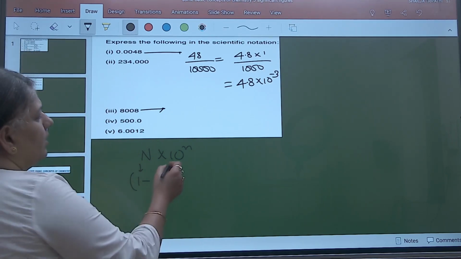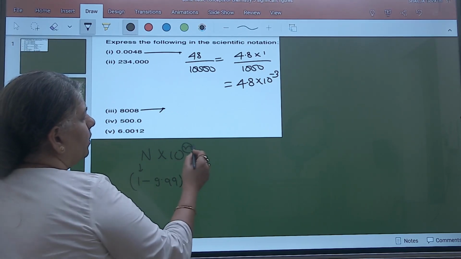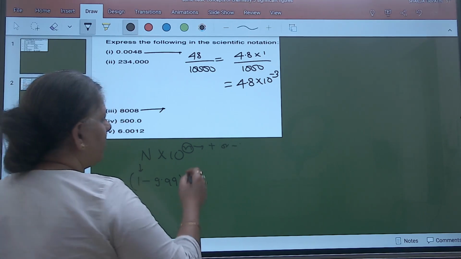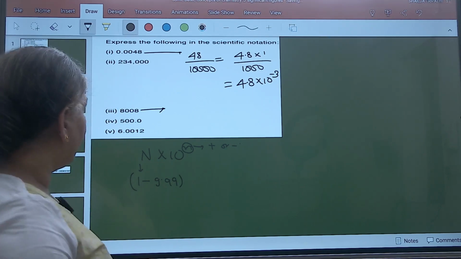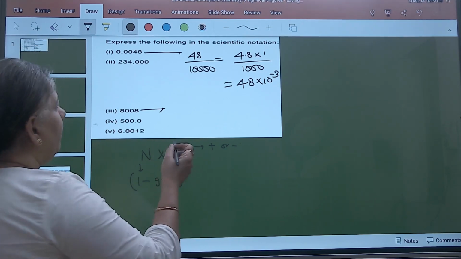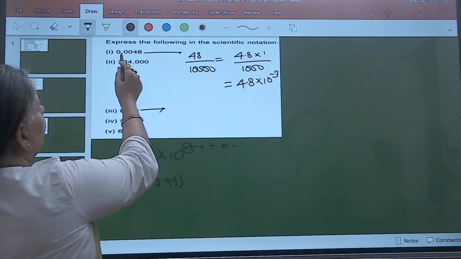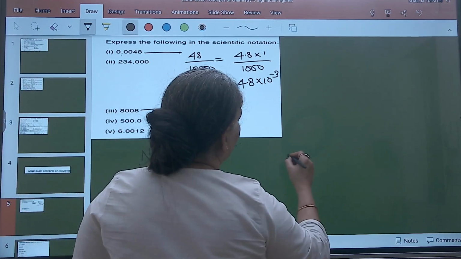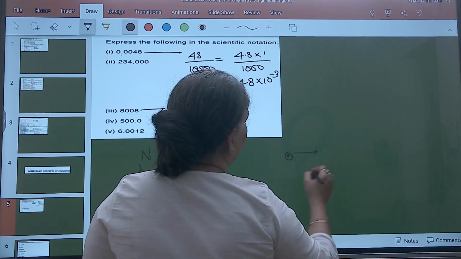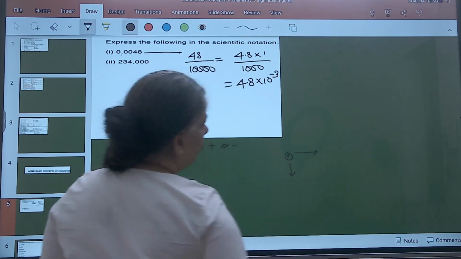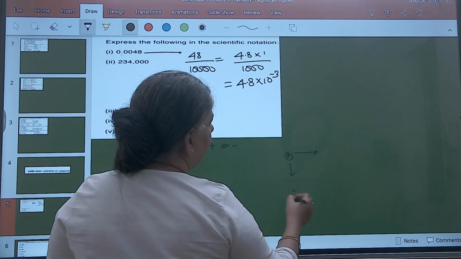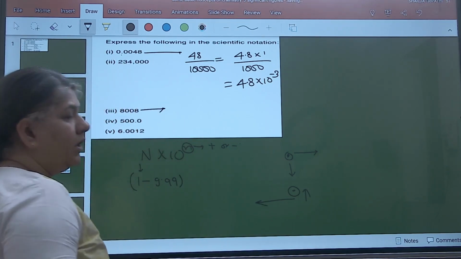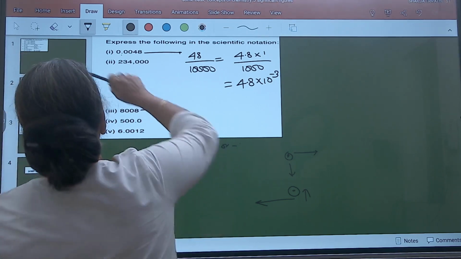See, this n can be both positive or negative value. So exponent can be positive or negative. Or simple way of doing is, if you are shifting the decimal to the right, the power will decrease. And if you are shifting the decimal to the left, power will increase. Remember this trick and you can solve it easily.